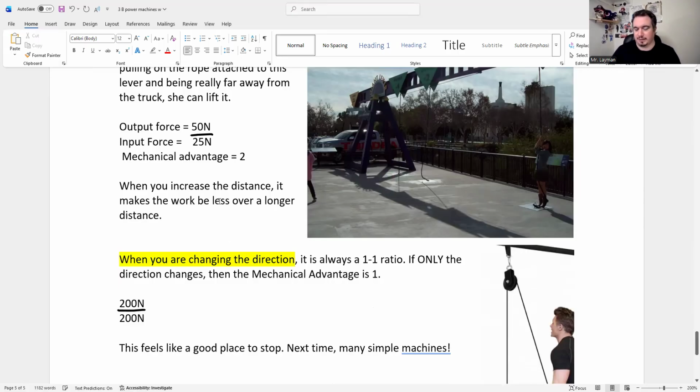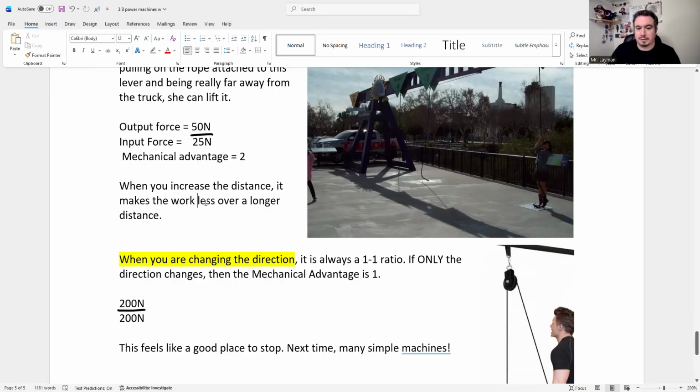When you increase the distance, it makes the work less over a longer distance. I did not write that very well. It makes the work, what does this even suggest? Just remove it. There we go. When you increase the distance, it makes the work less over a long distance. Okay, that makes sense.